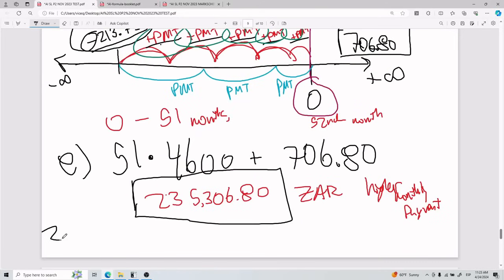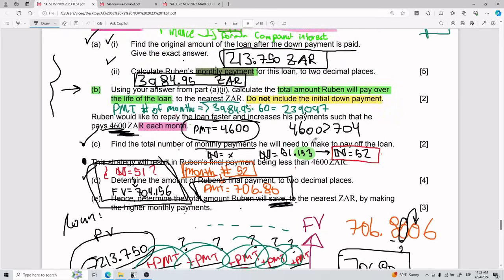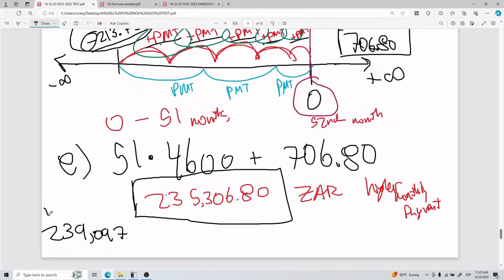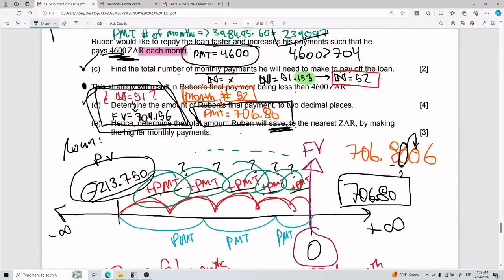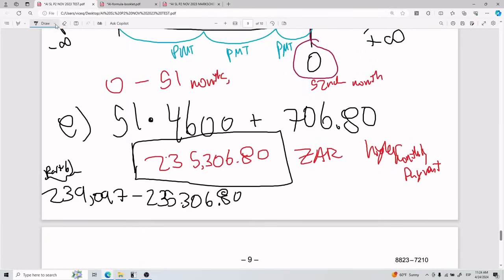So I can take the 239,097, if I recall correctly. So this guy here, basically part B. So you take from part B, and you subtract what you just calculated using the higher monthly payment. And that is, ladies and gentlemen, the difference, or how much he saves by doing the higher monthly payments. More intuitively, think about it this way. This is the lower monthly payment, so the lower PMT, and this is the higher PMT. Using lower PMT, he pays this total, and using higher PMT, he pays this total. Clearly there's a difference. Clearly there is some amount he saves.